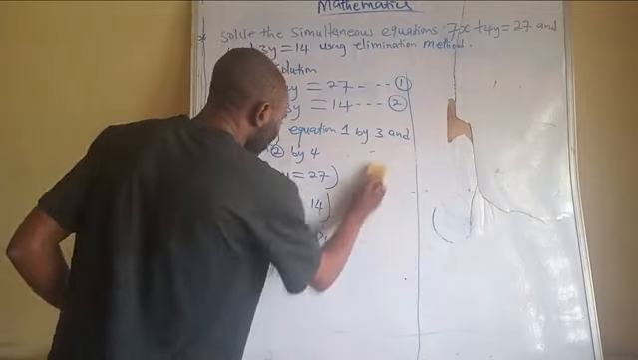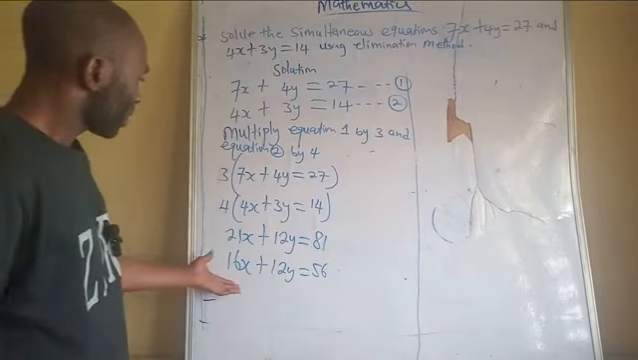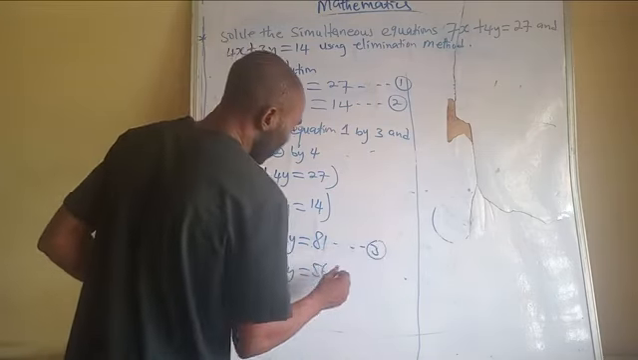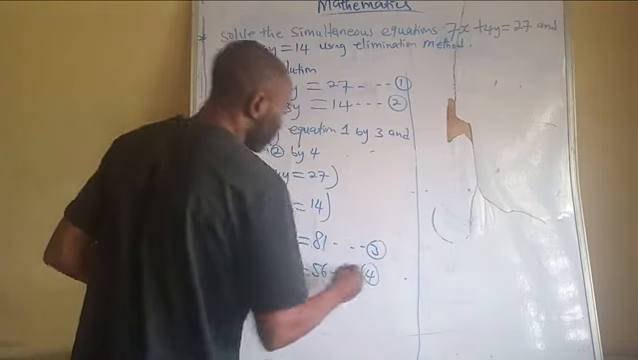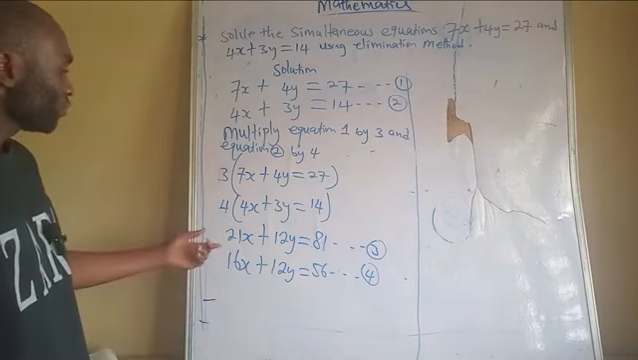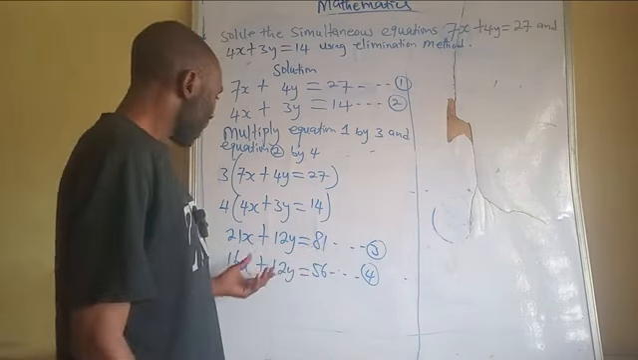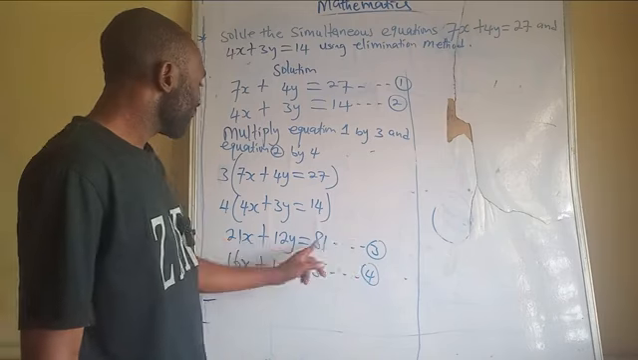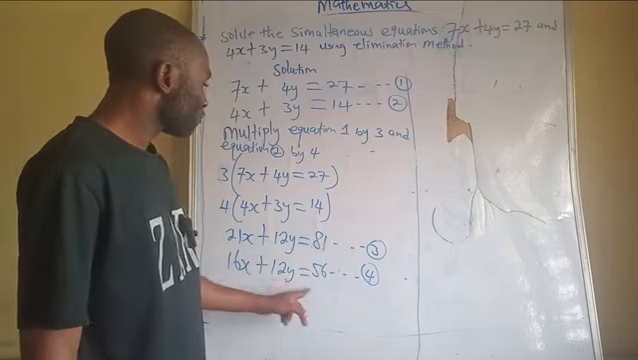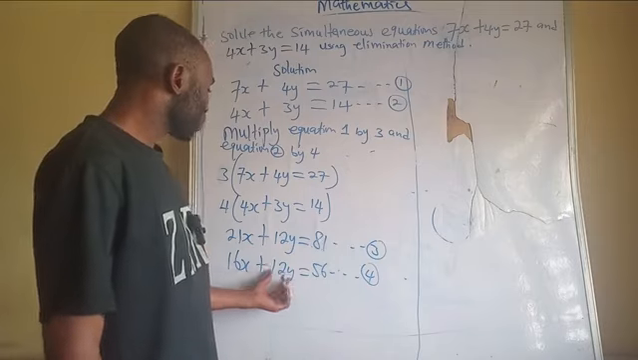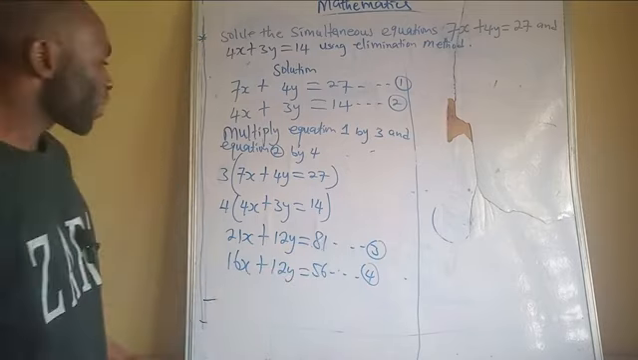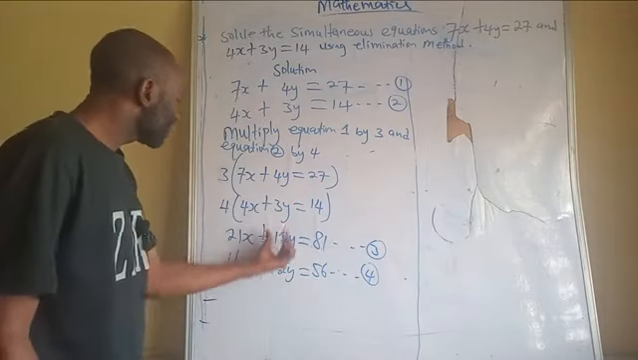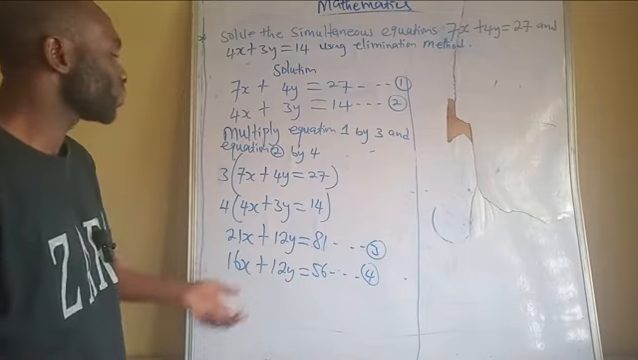So with that, if you observe, let's name this equation 3 and let's name this equation 4. If you observe equation 3 and equation 4, you will discover that the coefficient of y for equation 3 is 12 and the coefficient of y for equation 4 is also 12. With this, we can choose how to eliminate it. Since they have the same coefficients, it is now very easy to eliminate.